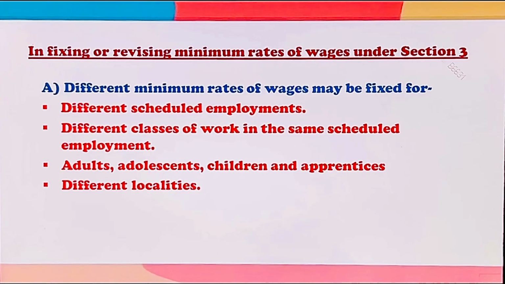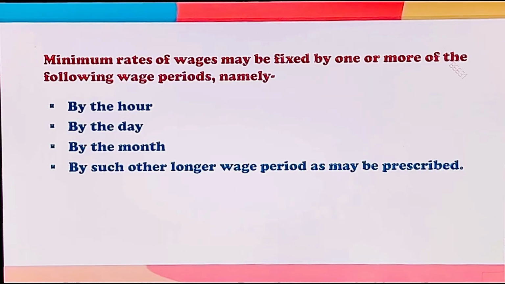under Section 3, different minimum rates of wages may be fixed for different scheduled employments, different class of work in the same scheduled employment, adults, adolescents, children and apprentices, and different localities. Minimum rates of wages may be fixed by one or more of the following wage periods, namely by the hour, by day, by month, by such other longer wage period as may be prescribed.